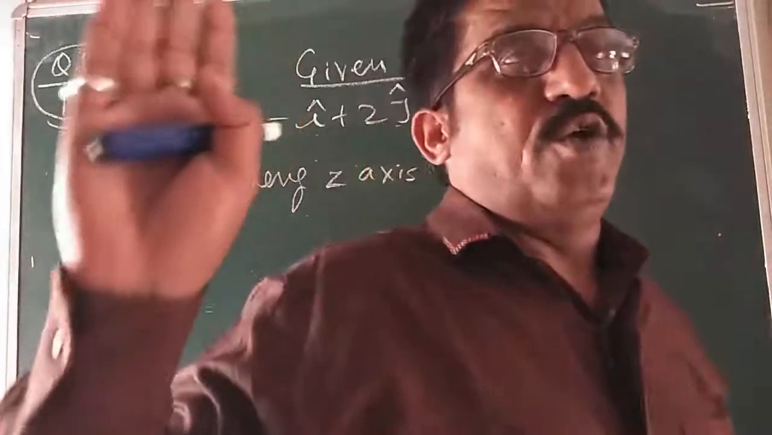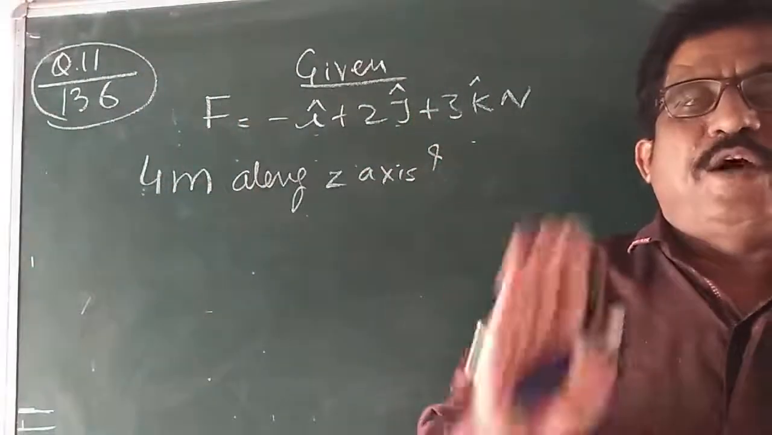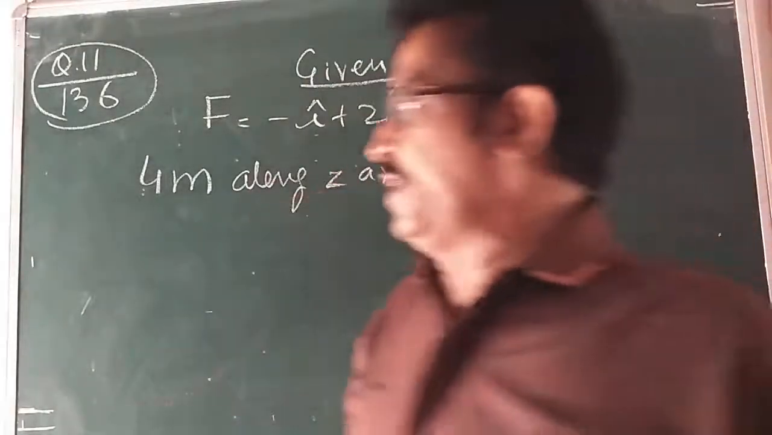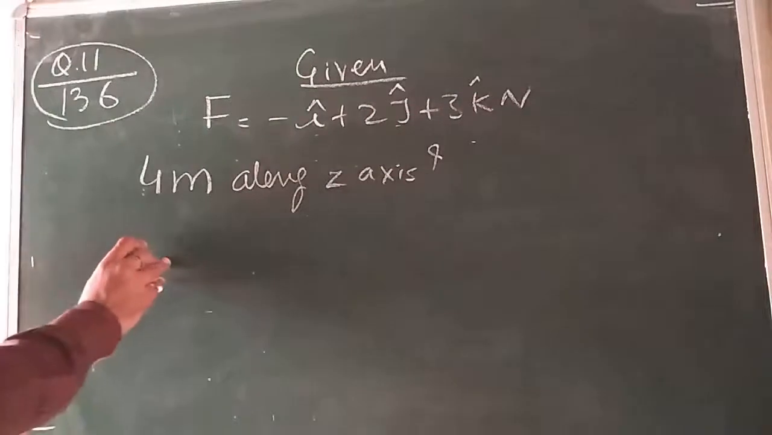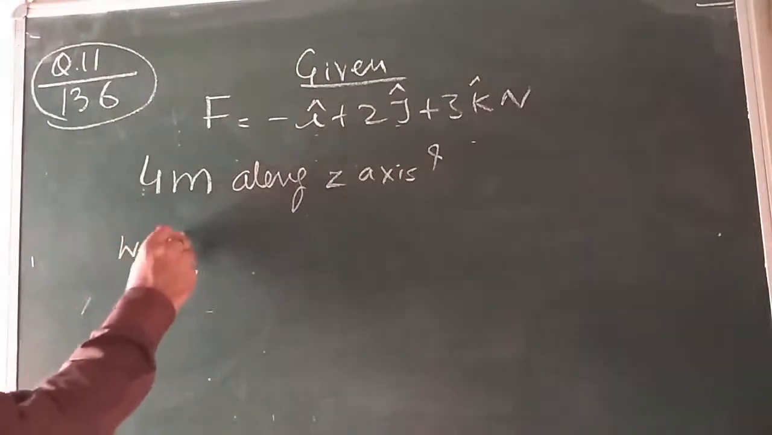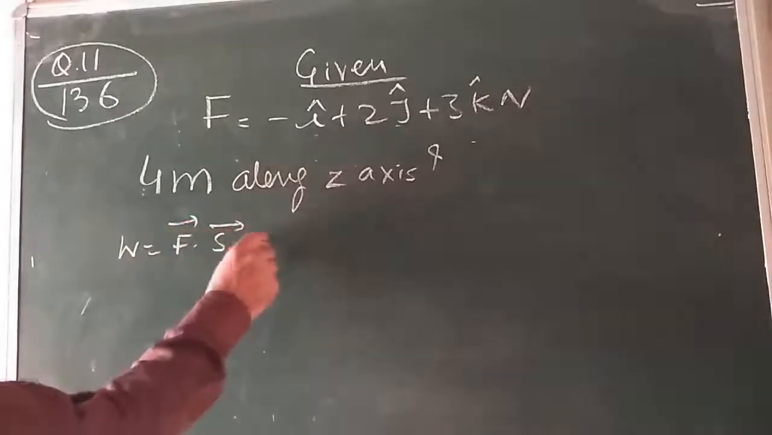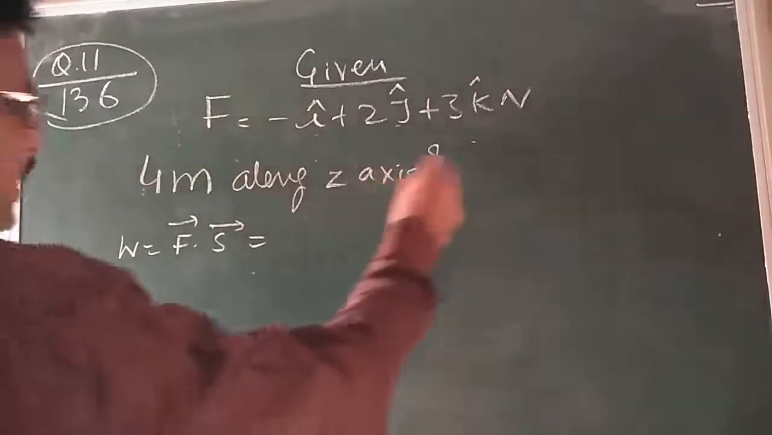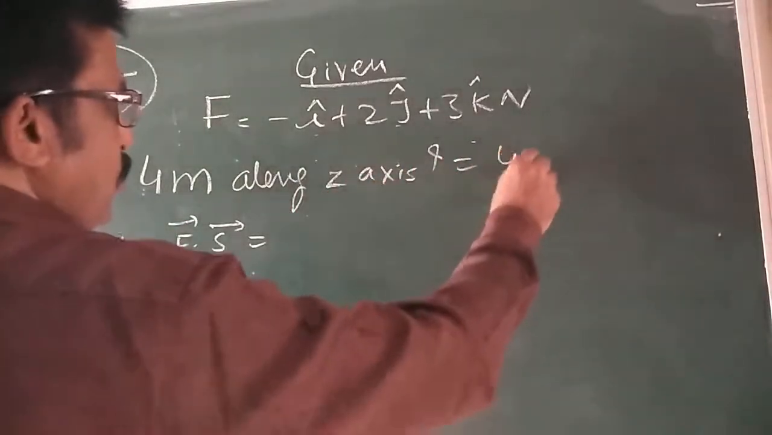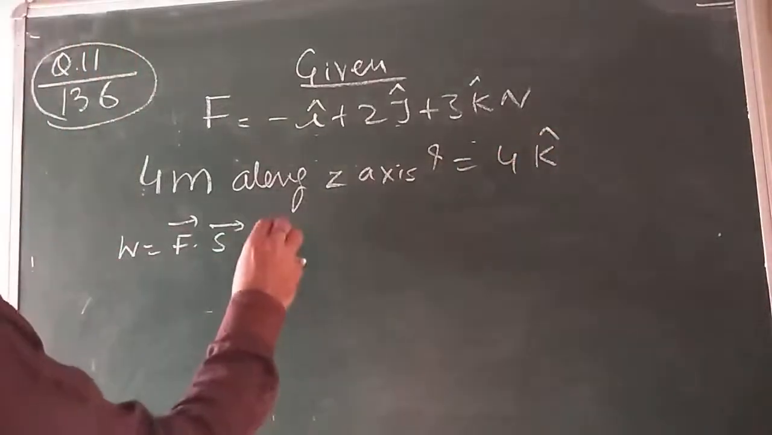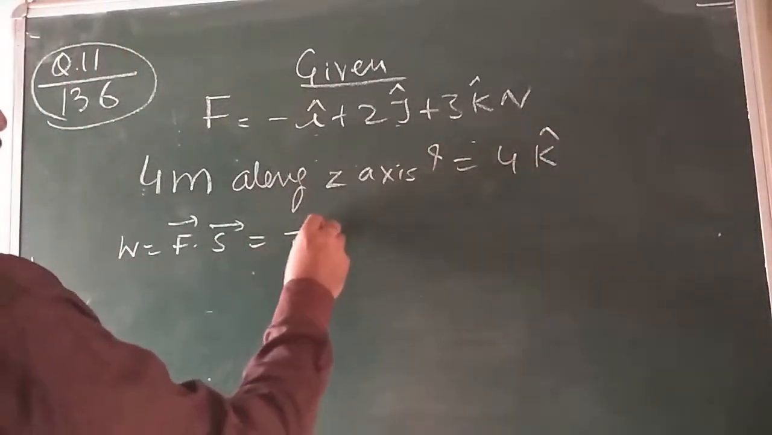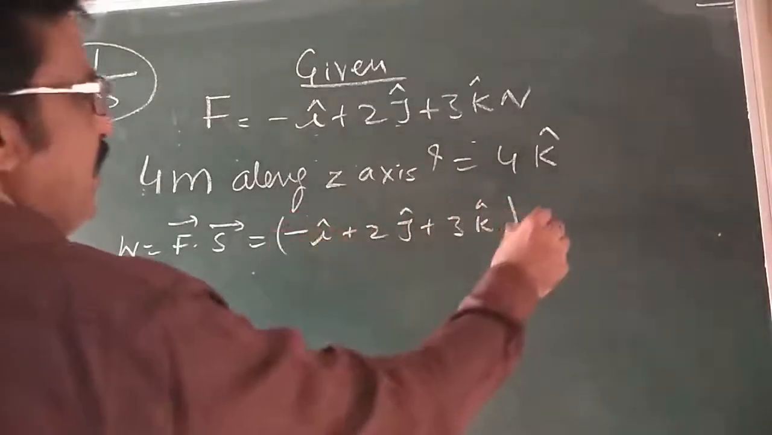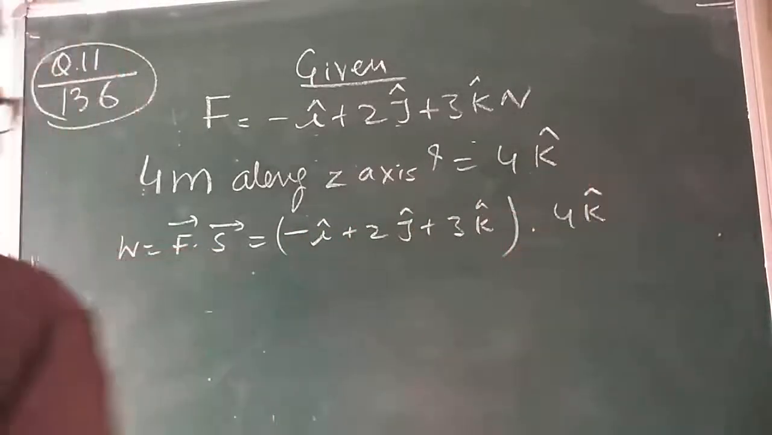Now, as I told you earlier, write all the formulas of work, power and energy on a single page. Here we can use the dot product of two vectors for work done. Our formula is W is equal to F dot S. Put both the values. As this is along the z-axis, the displacement is 4k, where k is the unit vector. So minus i plus 2j plus 3k dotted with 4k.